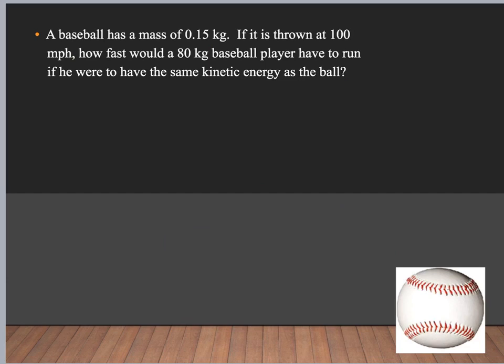All right, here's the next problem. This is a comparison type of problem. So a baseball is thrown at 100 miles per hour, and the mass of the baseball is small. What we're asking is, how fast would a person have to run in order to have the same amount of kinetic energy as a 100 mile per hour fastball?